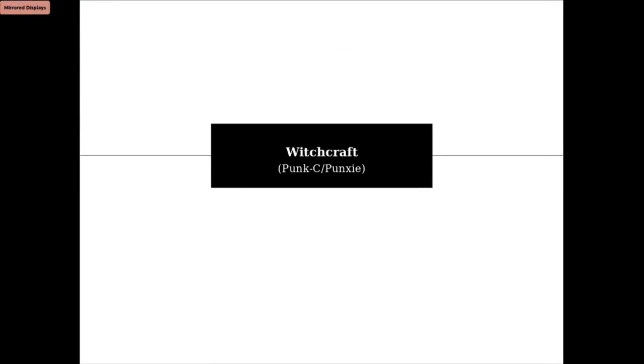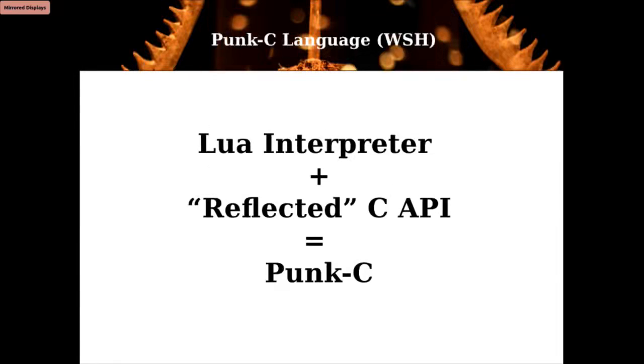Proper witchcraft. So assume for now we get this reflection stuff to work, and I edit a very small Lua interpreter just so that I can get back the result of my functions and I can pass arguments easily. So the resulting programming language, which is basically reflected C plus Lua, I call that Punk C, because it allows you to write almost C with some tricks.